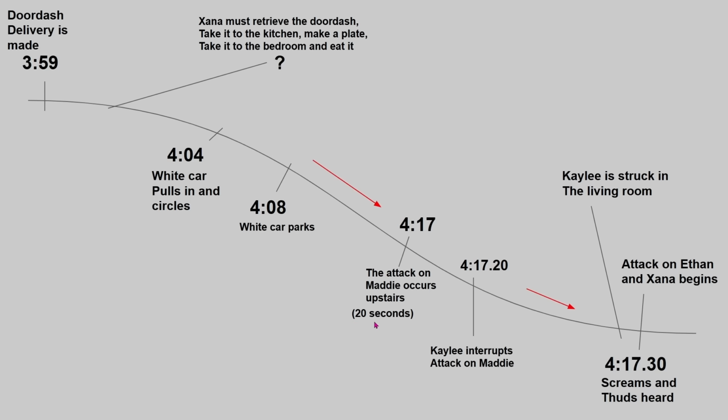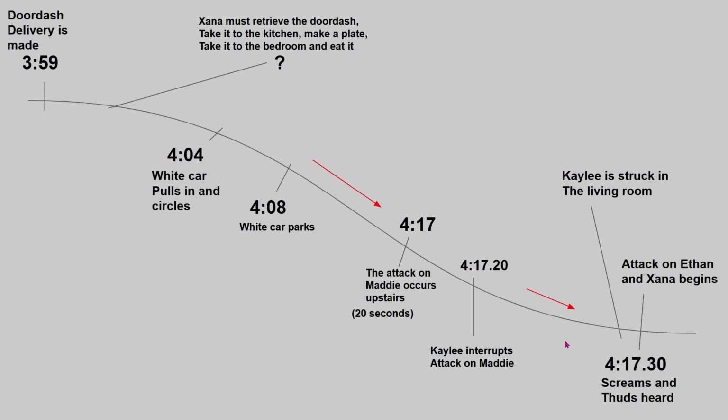So if the attack happens within 20 seconds, I've got to work back from the screams and thuds. That puts the estimated time that Maddie is being attacked at 4:17. That means at 4:17 and 20 seconds is when Kaylee interrupts the attack on Maddie and then runs back downstairs. And that gives about 10 seconds for the attackers to start attacking Ethan and Xana and for Kaylee to be struck in the living room and then them carry her back upstairs and continue to attack her.